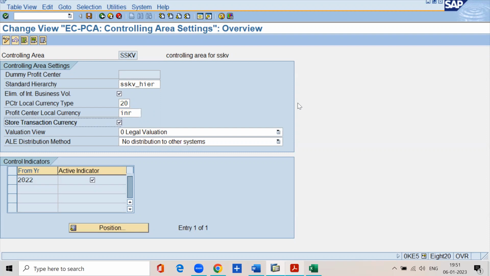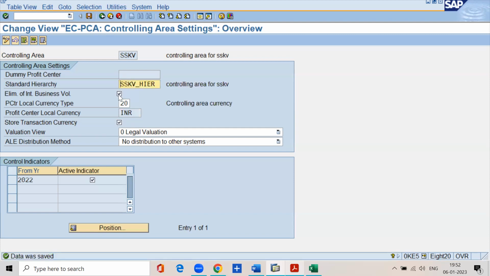Means when you post the foreign currency business transaction in any module, that will also be posted to profit center accounting. In that case, the system will maintain the figures in transaction currency also, in addition to profit center local currency. Click on Save.